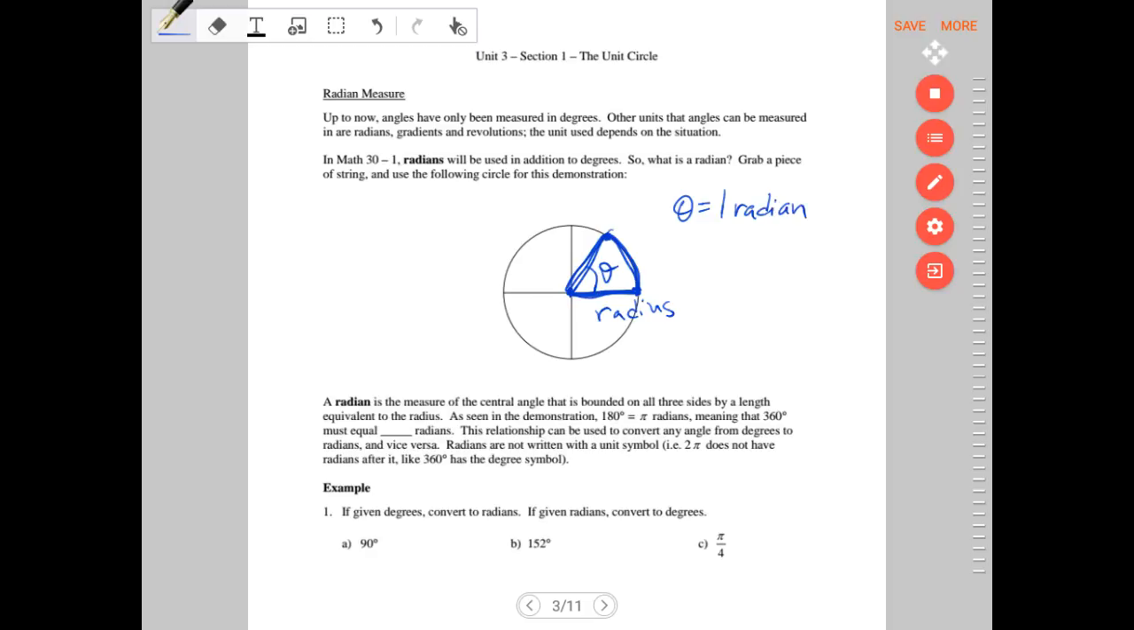So a radian is the measure of the central angle that is bounded on all 3 sides by a length equivalent to the radius. As seen in the demonstration, well, let's continue. If you were to put as many as you could in the first half of the circle, so there's one, and there's another piece of string there, and there's your third one. So, if this is 0 degrees, to get over here to 180 degrees, I have 1, 2, 3 pieces of string and a little tiny bit left over. 3 and a bit.